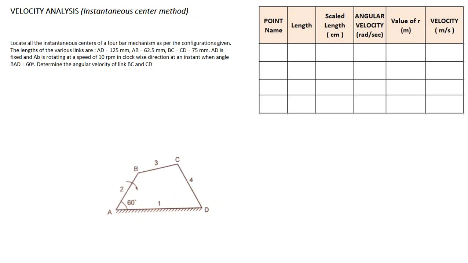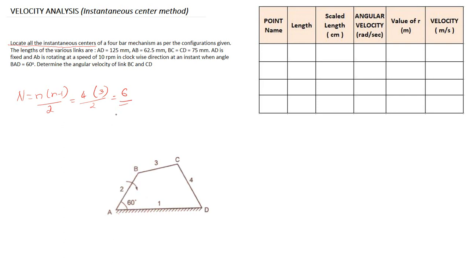First question is to locate all instantaneous centers. So this is our first question. In order to locate these instantaneous centers, we use the formula N equals n into n minus 1 by 2. Here n is equal to 4, so 4 into 3 divided by 2 is equal to 6. So there will be a total of 6 instantaneous centers for our problem.